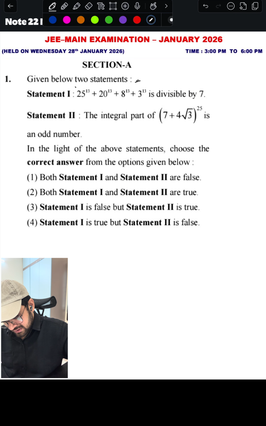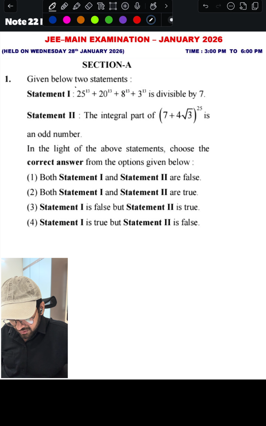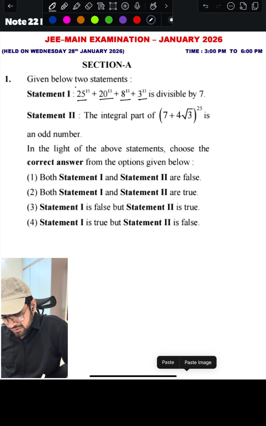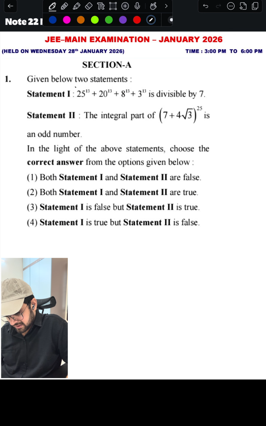So the first question is a given-statement question. Nowadays in this session statement questions are also asked. Now see the first statement. What is given? 25 power 13 plus 20 power 13 plus 8 power 13 plus 3 power 13 is divisible by 7, right? So the summation is divisible by 7.